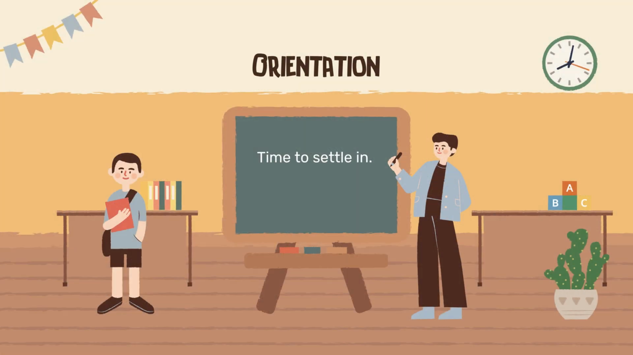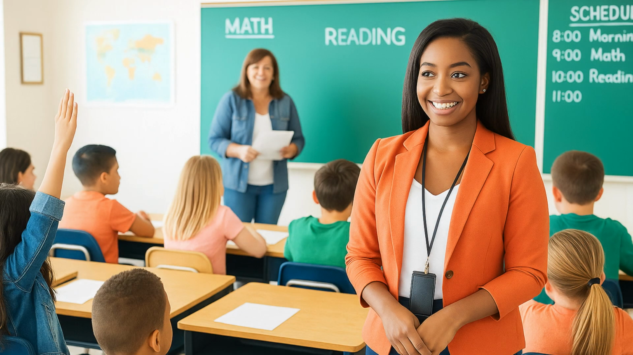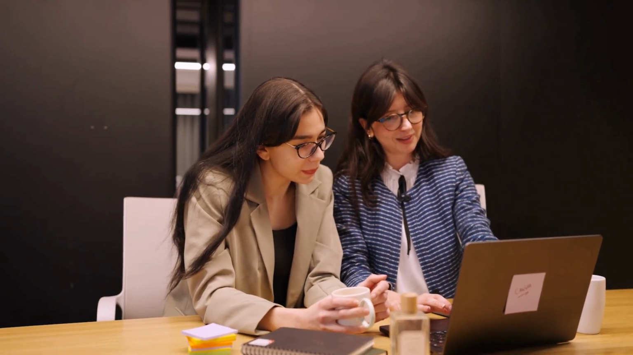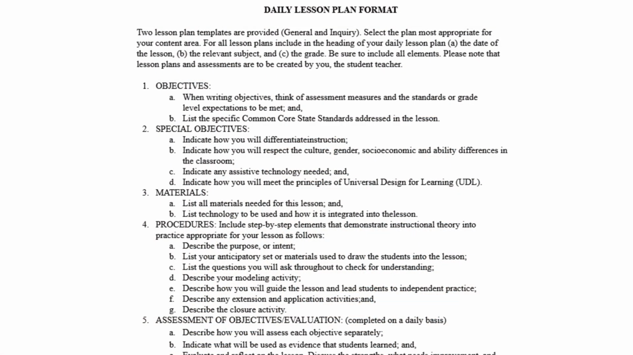Orientation is the time to settle in. You'll observe classroom routines, help with tasks like attendance, check cumulative records, and get to know your school's policies and resources. With your cooperating teacher and university supervisor, you'll decide how long to stay in this phase based on your readiness. You'll start with instructional tasks that require written lesson plans using the university's lesson plan template.